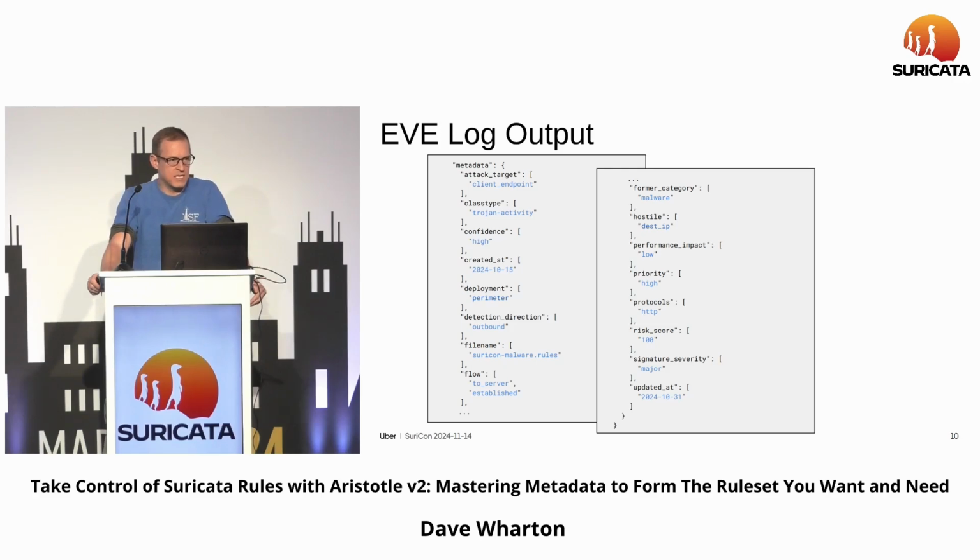And the other nice thing is that metadata lives with the rule itself, so it can be used on the front end for filtering, but it is also included in the Eve log. So it's included with the alert in the output, which can be extremely helpful for an analyst that's looking at an alert and then wants to understand it, or for programmatic consumption by your SOAR tools to run automated playbooks and actions against particular alerts.